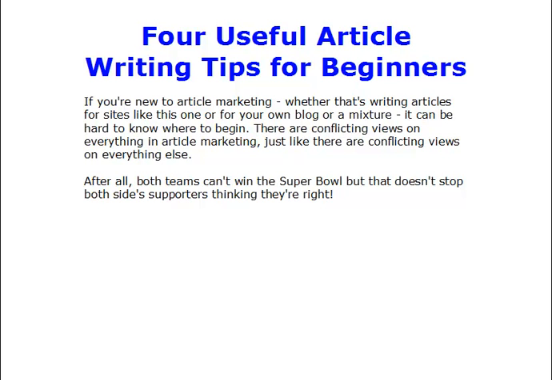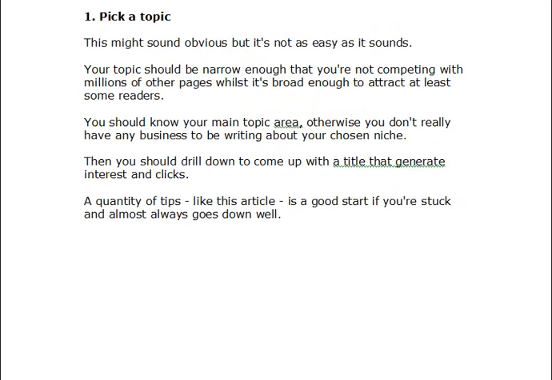and whether that's writing articles for sites like Easy Articles, or for your own blog, or a mixture of those, or even a document sharing site like Scribd or DocStoc, it can be hard to know where to begin, and there are conflicting views on everything in article marketing, just like there are conflicting views on everything else. For instance, both teams playing the Super Bowl can't win, but that doesn't stop both sides' supporters thinking they're right. And start by picking a topic, and although that sounds obvious, it's not always as easy as it sounds.